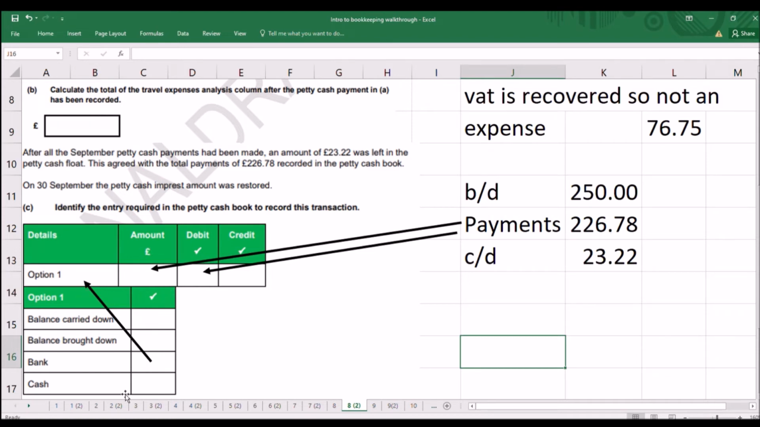So identify the entry required in the cash book to record this transaction. So it will be debit petty cash, credit bank. So bank will be in here in the petty cash side. The amount, £226.78, in the petty cash book side is going to be a debit, it's going to be a credit in the bank account here, the £226.78 to get back up to the £250 in there. So that's the answer to question 8.